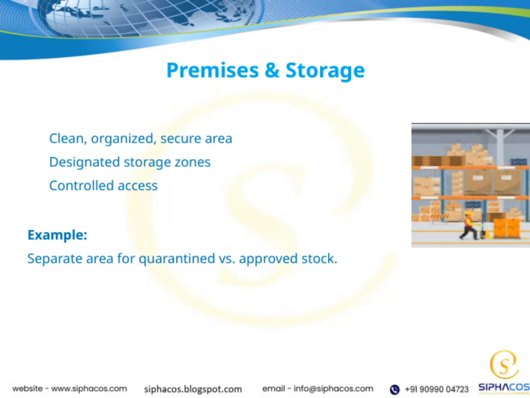All right, let's talk about premises and storage. First, it's crucial that the storage area is clean, organized, and secure. This helps prevent contamination and make sure everything stays in top condition. Next, we want to have designated storage zones. This means clearly separate areas for different types of stock, which helps streamline operations and reduce mix-ups. For example, it's a good practice to have a separate area for quarantined items versus approved stock.